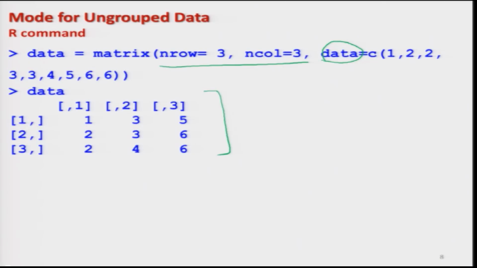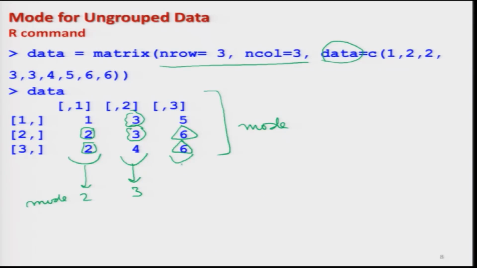When I say I would like to find out the mode of this matrix, essentially I am saying that I need the mode of the first column, second column and third column. In the first column you can see the value 2 is occurring 2 times, so the mode should be equal to 2. In the second column the value 3 is occurring 2 times, so the mode should be equal to 3, and in the third column the value 6 is occurring 2 times, so the mode should be equal to 6. So this is what I mean when I repeat the same command on this data matrix, right.